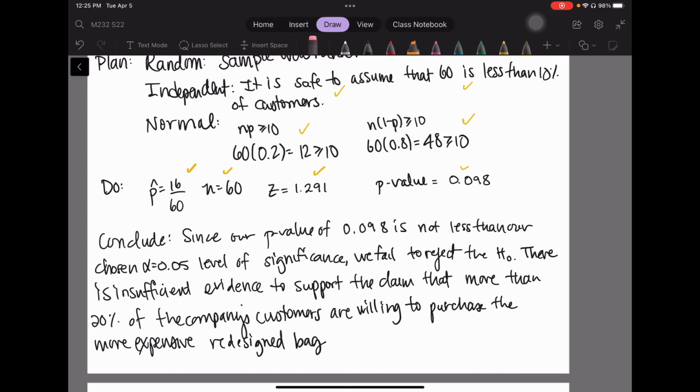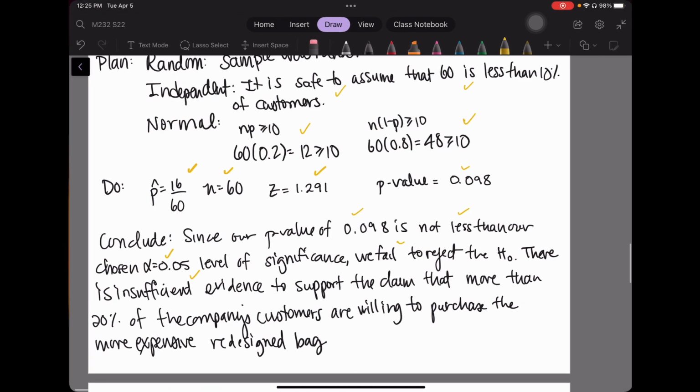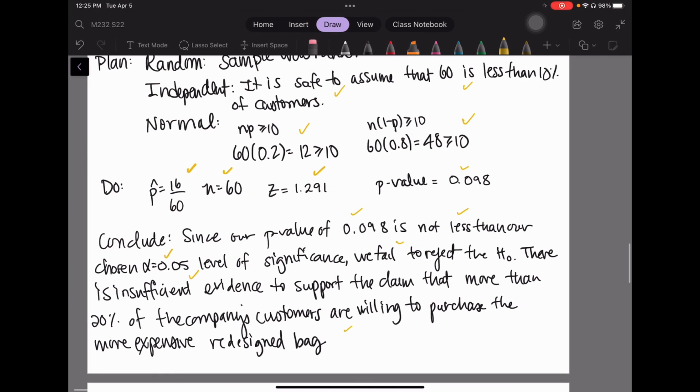You just want to make sure that you're not saying we fail to reject the null, there's insufficient evidence to support the claim. What's the claim? Give me context here. So making sure in our conclusion we have what we need. We stated our p-value, we stated our alpha level of significance, we linked it with not less than, we said that we failed to reject the null, that there was insufficient evidence, and then we gave it context here. And that is how we finalize the hypothesis test for confidence intervals.